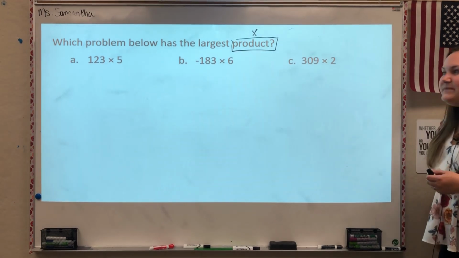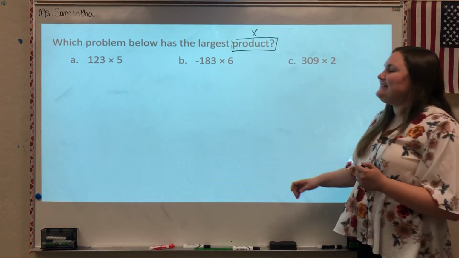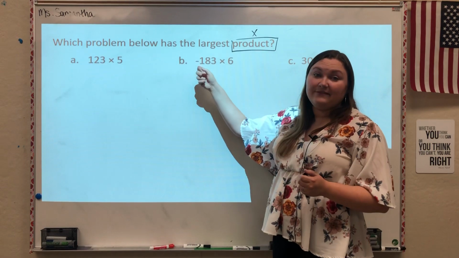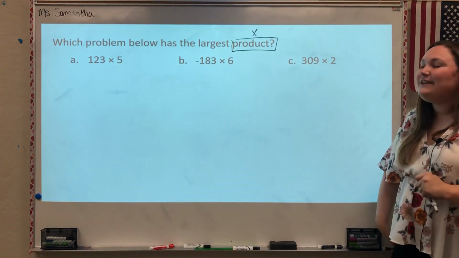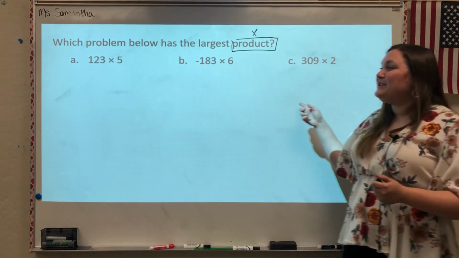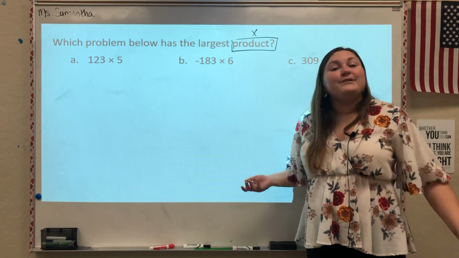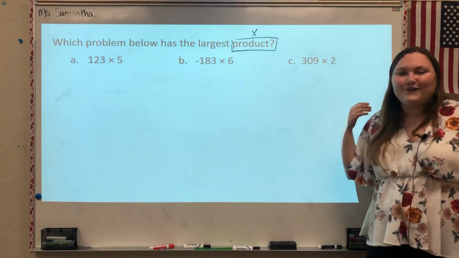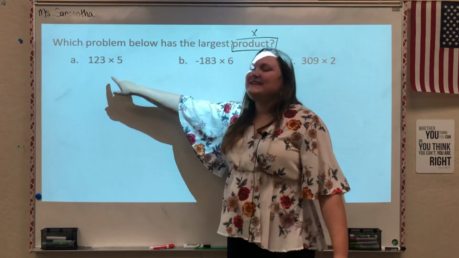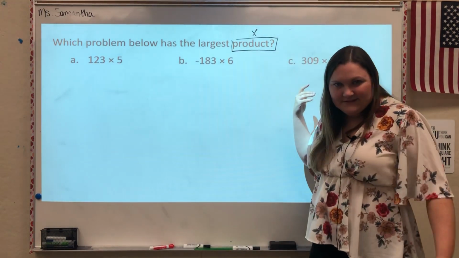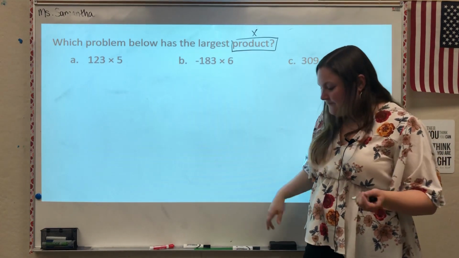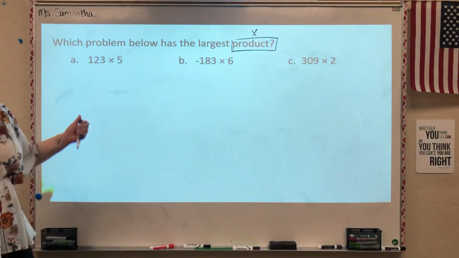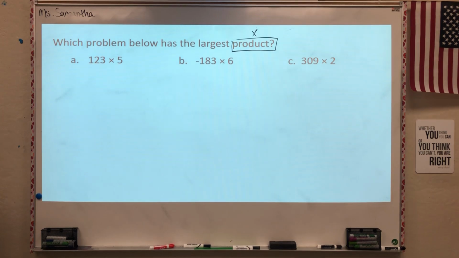Now looking at the problems, we've got 3 options. I see this middle one here has got a negative number in it, and then these other 2 are just nice positive numbers. In order to answer a question like this, if I want to know which answer is the largest, the only way we're going to know that is if we do the math for all 3. If I do the math for just this one, I'm not going to know if it's bigger than the other ones unless I figure out what all of them equal, and then I can compare the answers. So keeping that in mind, go ahead and try this one. Which problem below has the largest product?